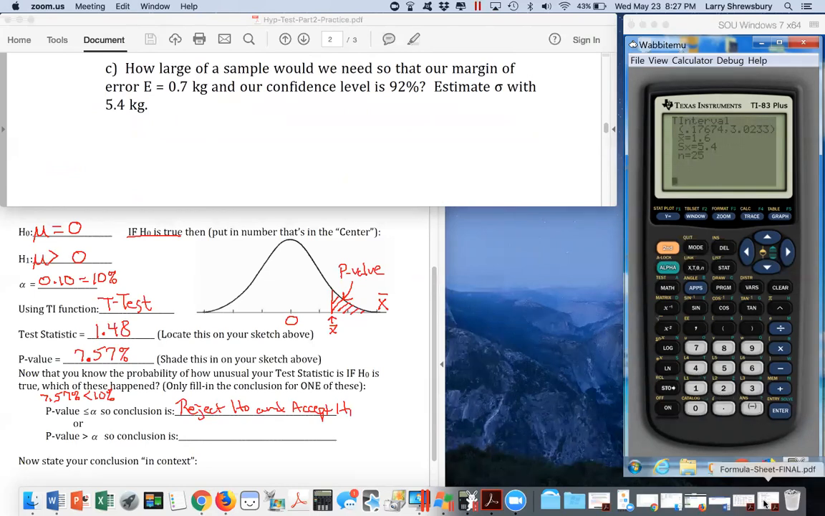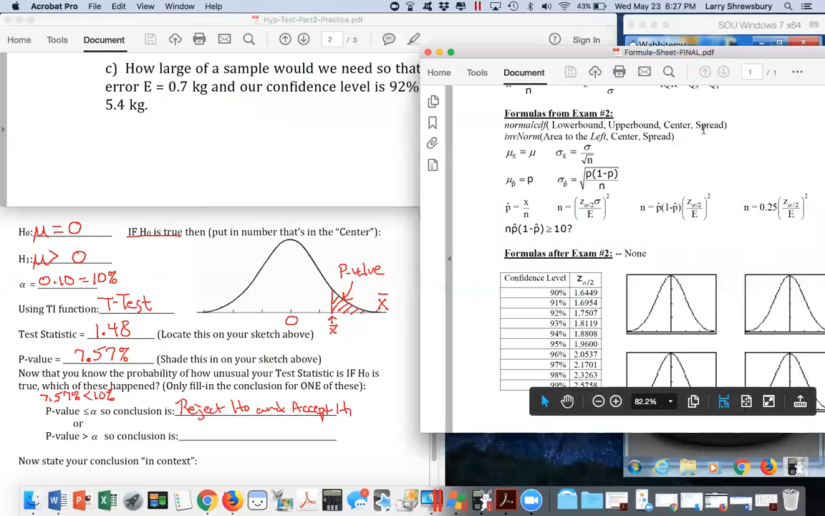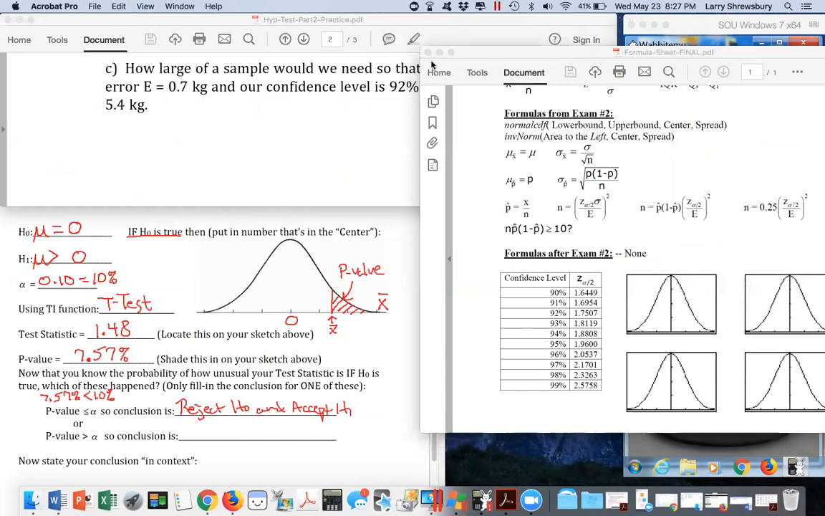So let's go take a look at the formula sheet. And which formula are we going to use? Well, only one of them is for quantitative data. That's this one here. So that's the one you need. So let's go ahead and do the work.